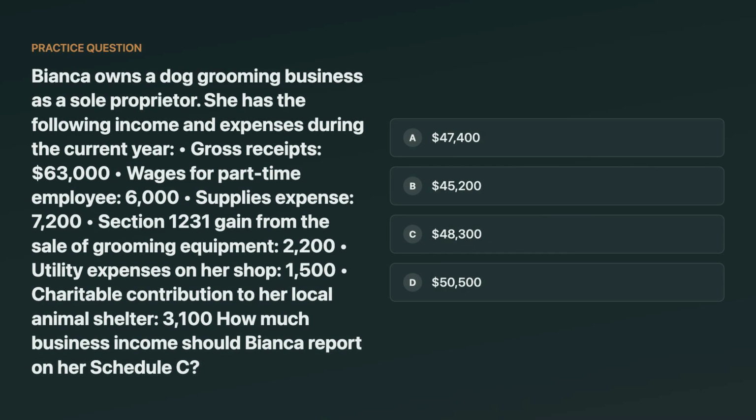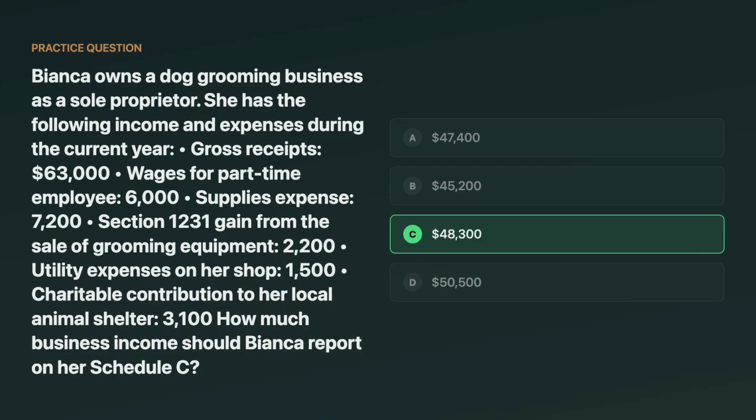Bianca owns a dog grooming business as a sole proprietor. This year, she has gross receipts of $63,000. She pays $6,000 of wages, has $7,200 of supplies, and $1,500 of utilities. She also has a $2,200 Section 1231 gain from selling equipment, and she made a $3,100 charitable contribution. How much business income should she report on Schedule C? Think about what belongs on Schedule C versus elsewhere.